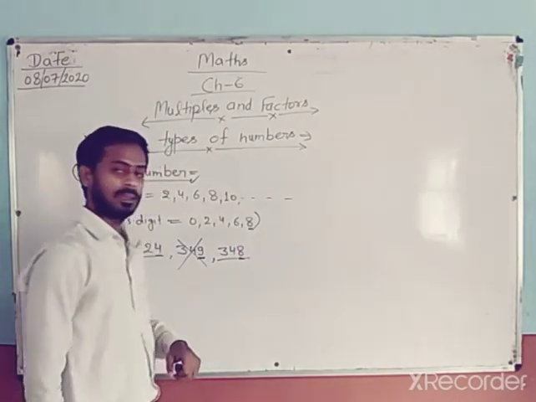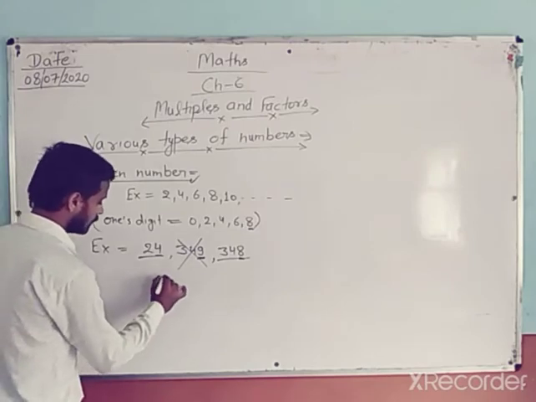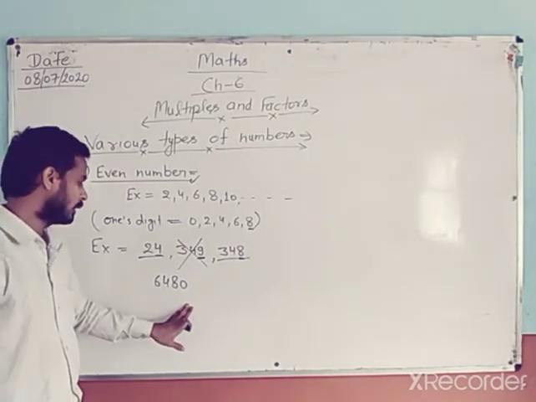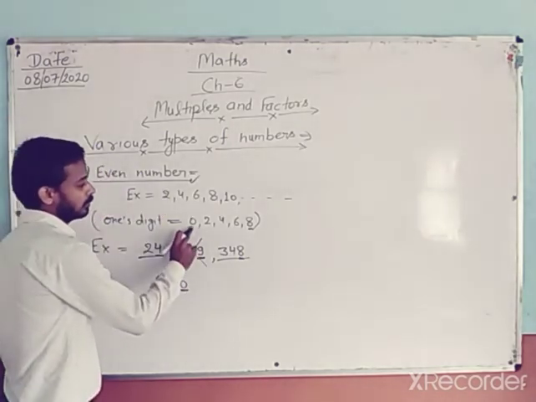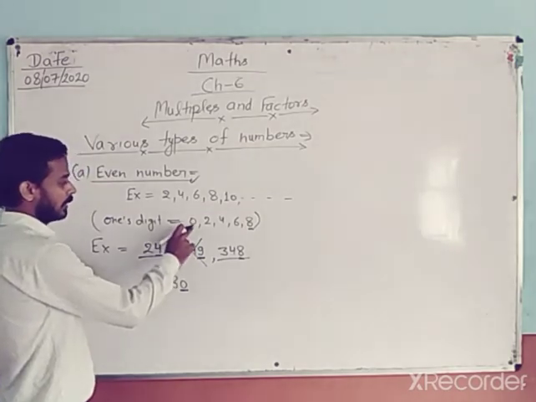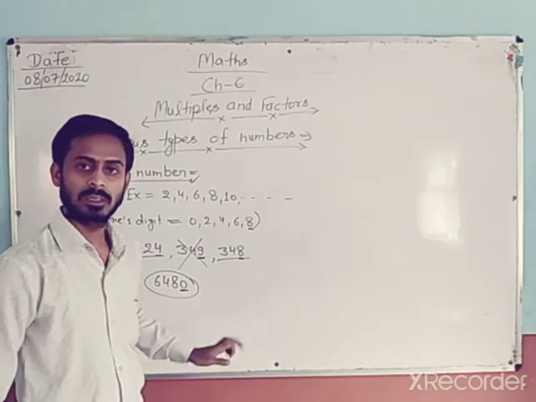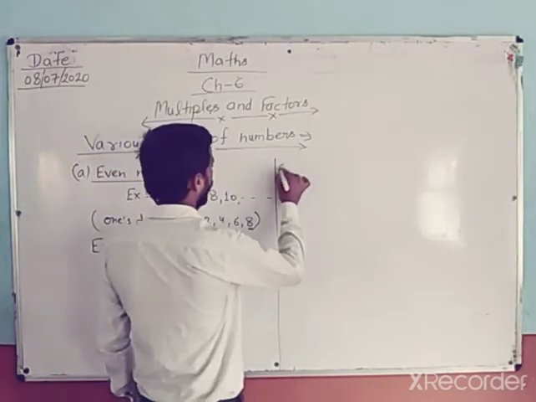See. Is it clear? Now, take another example. 6,480. See the ones digit is 0. So, ones digit is present as 0, then the whole number is even number. Is it clear? Now, next topic is odd number.